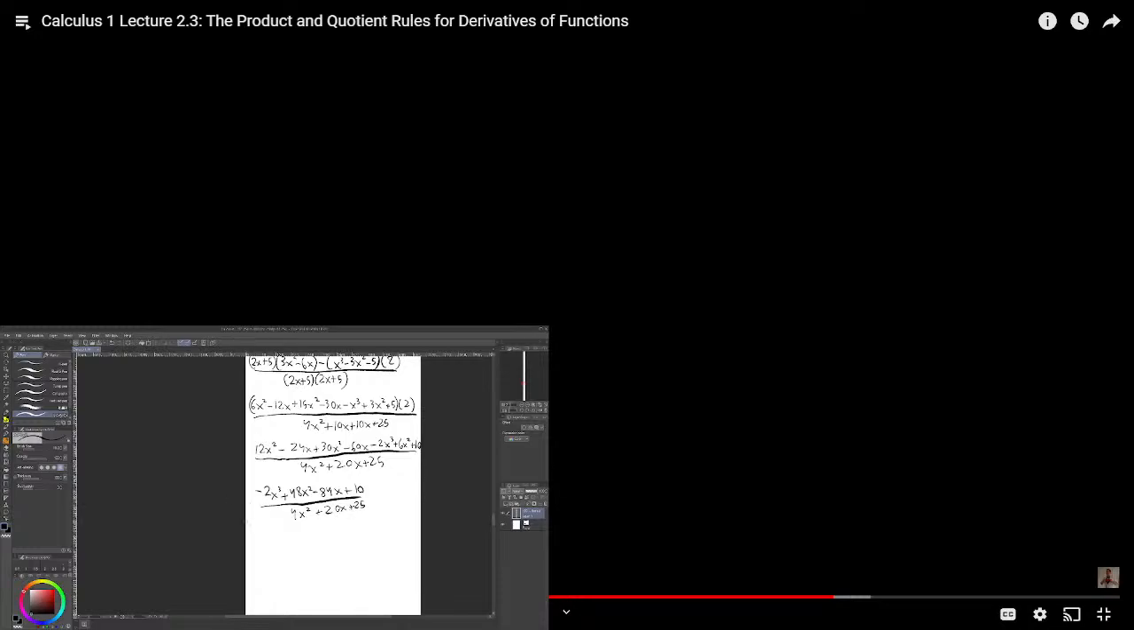There's no shot that this is it. I had to have messed up somewhere.